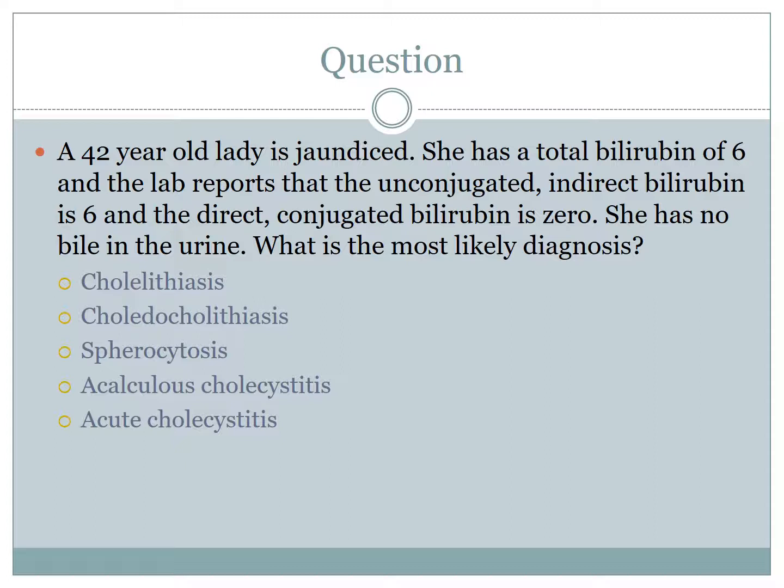So what are some causes of that? This isn't an obstruction, right? This is something going on with hemolysis. So this isn't because of gallstones or CBD stones or cholecystitis. This is because of spherocytosis. So this patient is having massive hemolysis, and the liver just can't catch up. It can't conjugate the bilirubin fast enough because of the hemolysis. So that's why the unconjugated is high.